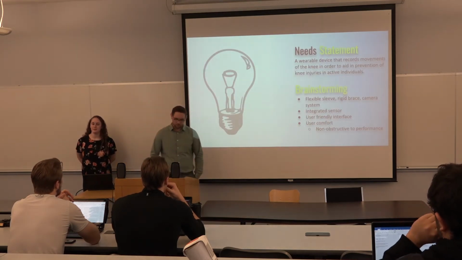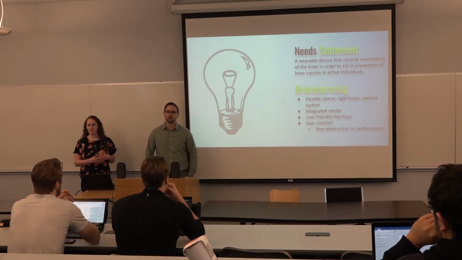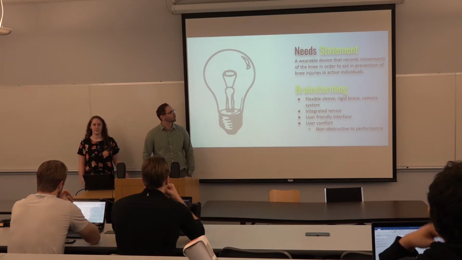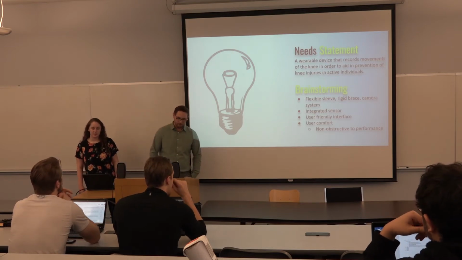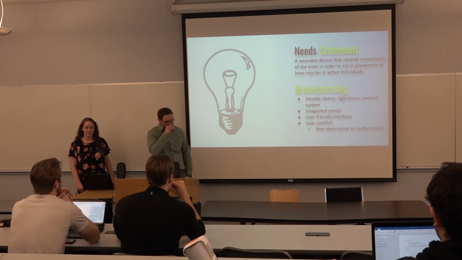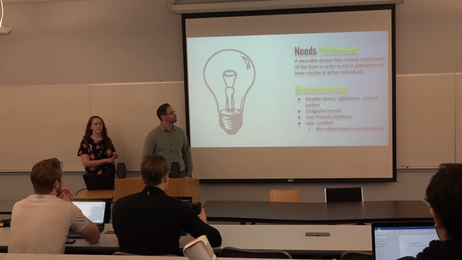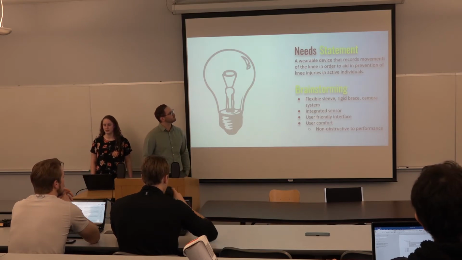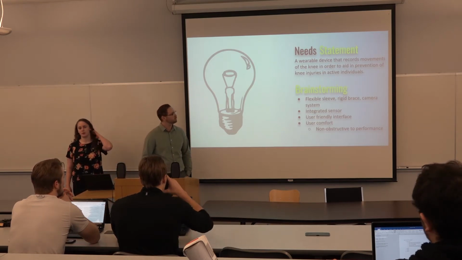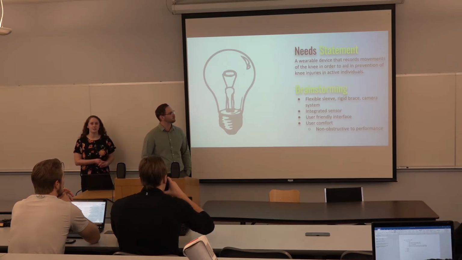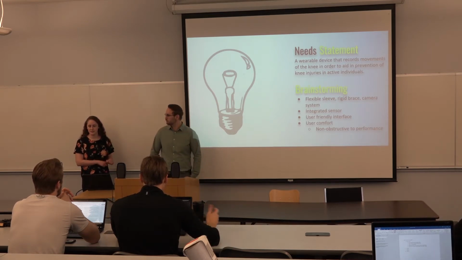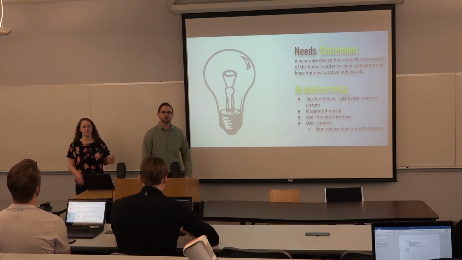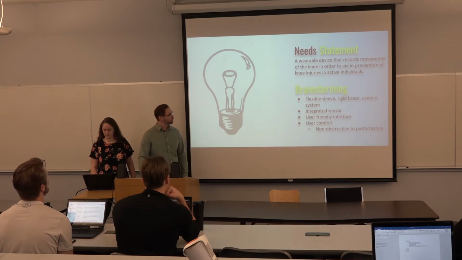So we came up with a needs statement. We found that there's a need for a wearable device that records the movements of the knee in order to aid in prevention of knee injuries in active individuals. So we looked into brainstorming 3 different options. We looked at a flexible sleeve, a rigid brace, or a camera system, and we wanted to integrate sensors into whatever system we decided. 2 of our main goals were a user-friendly interface, so any active individual could use our device, and we wanted to focus on having it be comfortable and non-obtrusive to the person wearing it when they're performing.